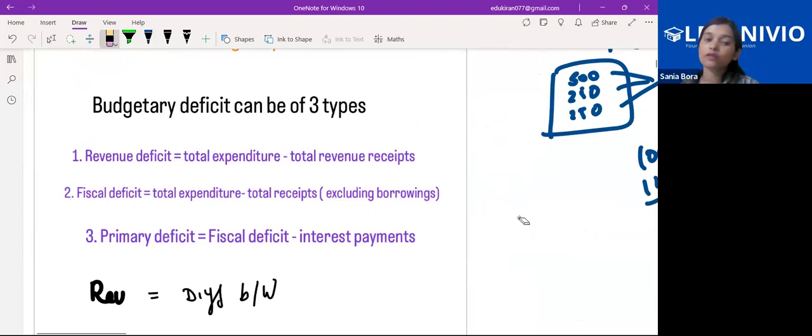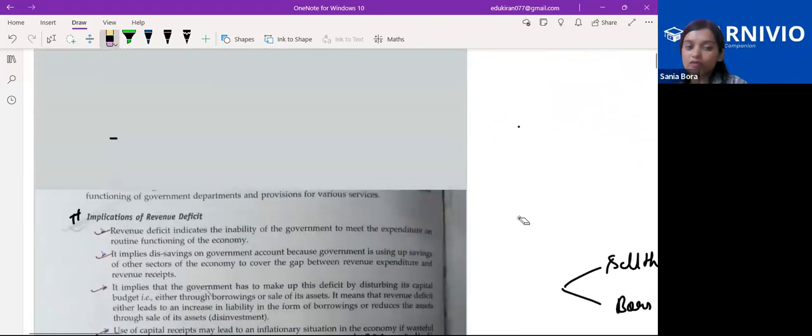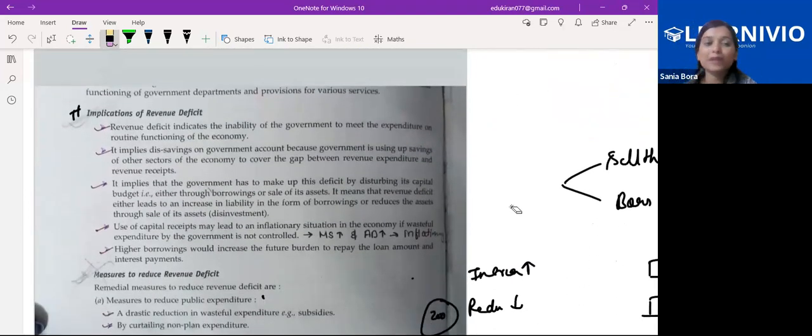What is the definition of revenue deficit? Tell me. The difference between total expenditure and total revenue receipt. Okay, this is the definition. First you will write the definition, then the implication.